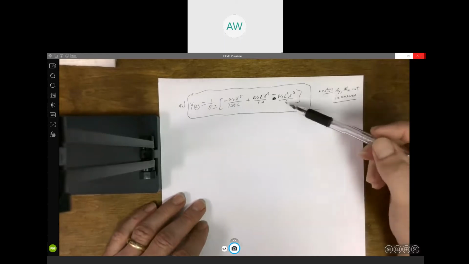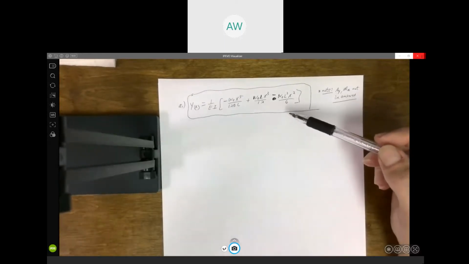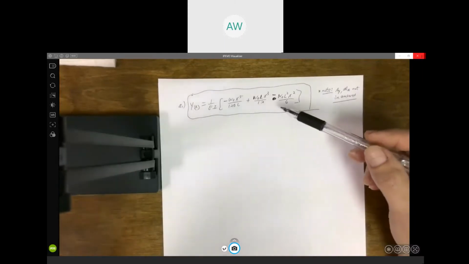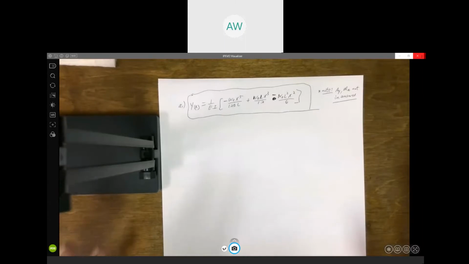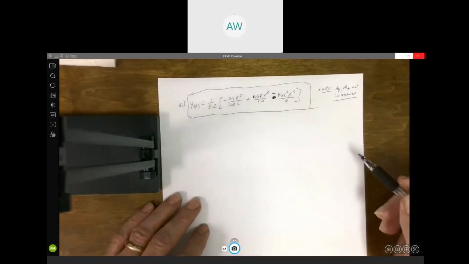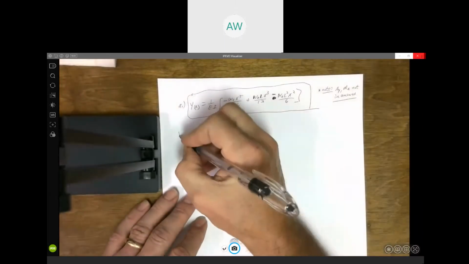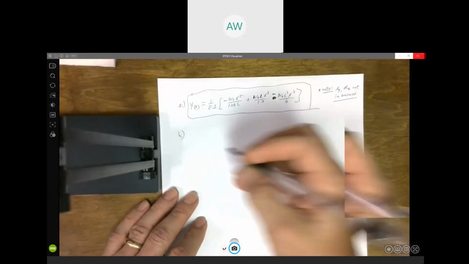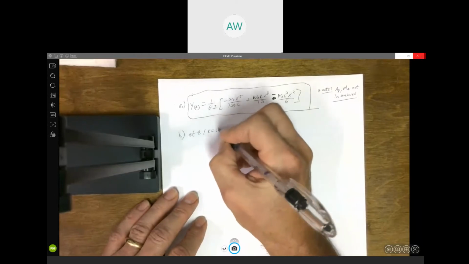Most of the problems you'll find in the book are like this. They don't have real numbers in them. It's P's and W naughts and L's. I know some people don't like those types of problems, but that's the way most of these problems are. So I know I'm a couple minutes over, but give me just 1 minute, because that's all it's going to take to answer part B. We're just going to plug in x equals L.